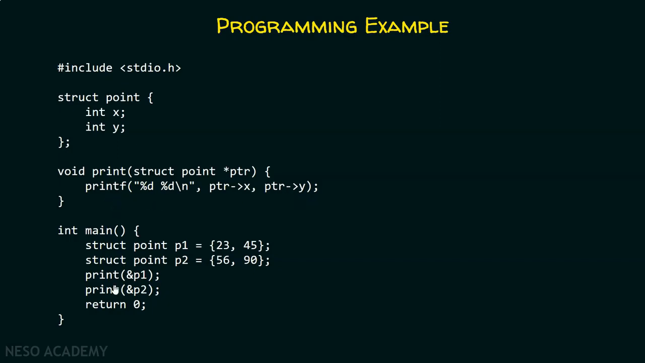And then after that we are calling this print function again, but this time we are passing the address of P2 and not the address of P1. So obviously we are asking the values of X and Y initialized by P2, right? So the output of this program is 23, 45, 56, 90. Here in this case obviously we are passing the addresses and not the copies of the variables. So it should be well understood that this practice is good in the case when the structure is very large in size.